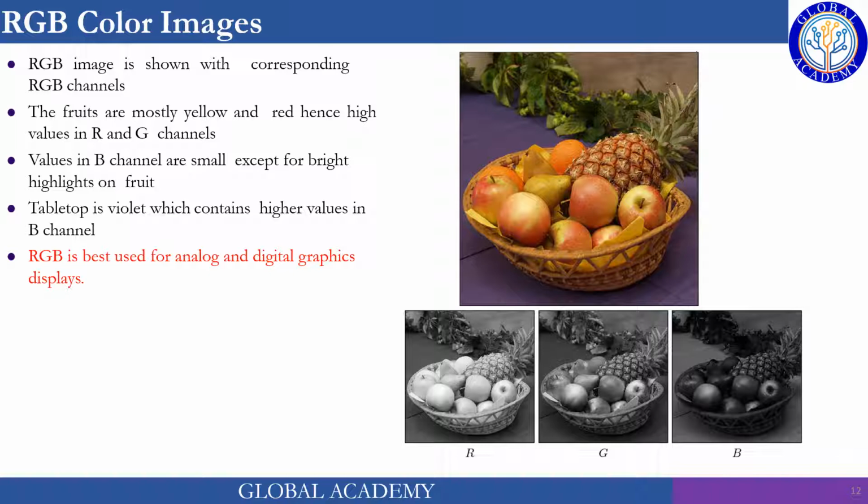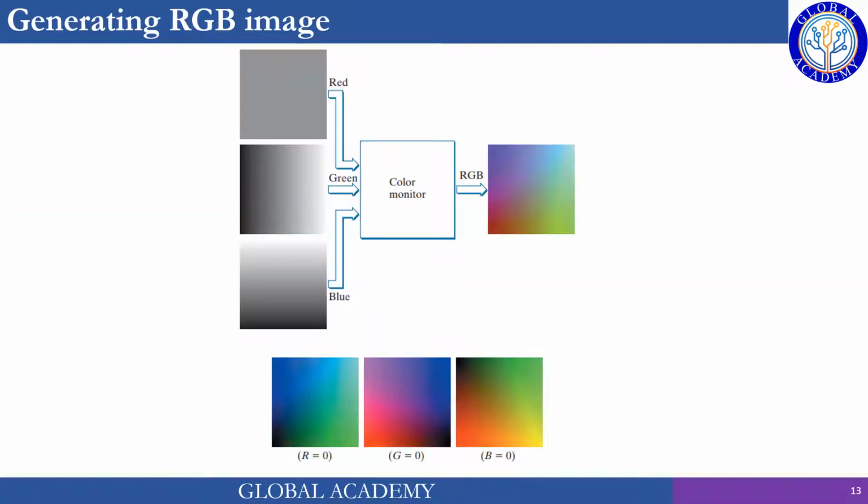So RGB is the best representation for analog or digital graphics displays. This is how we generate colors. These are the same three different planes: a red plane, a green plane, and a blue plane, where red is 0, where green is 0, and where blue is 0. So we have the red, green, and blue, which are then converted or interpreted by the monitor or graphics driver to display RGB images.